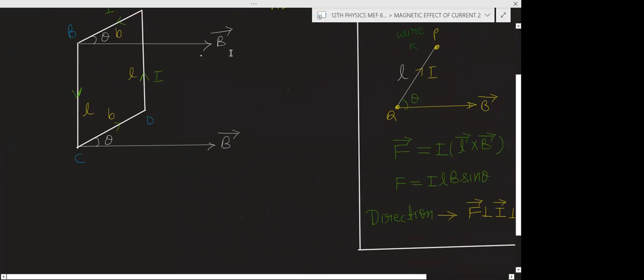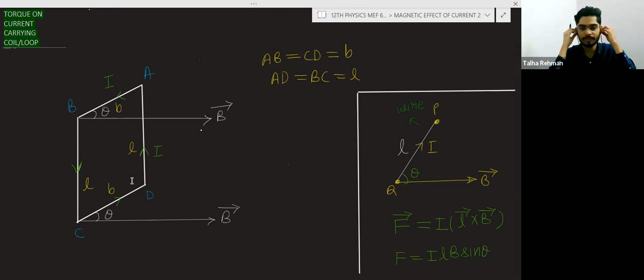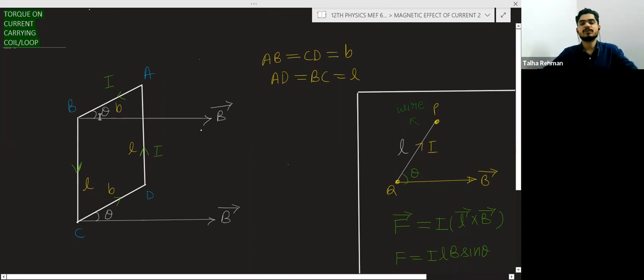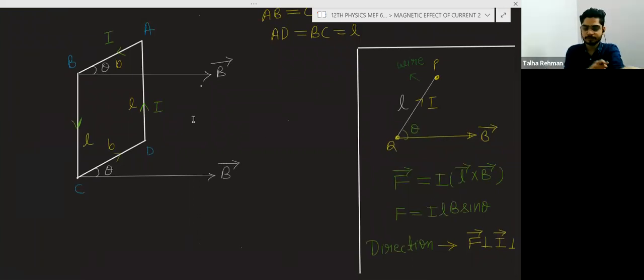Yes, sir. Okay. So in the last class, I have discussed that if you have a coil, ABCD is a coil, and you have placed this coil in the magnetic field, and this coil is making an angle theta with the magnetic field. So we have calculated the value of the torque.